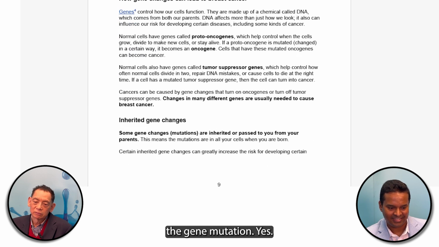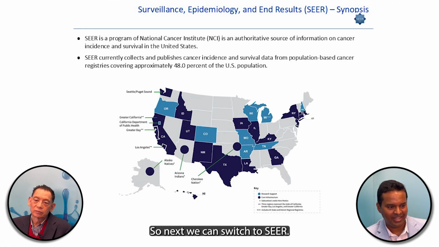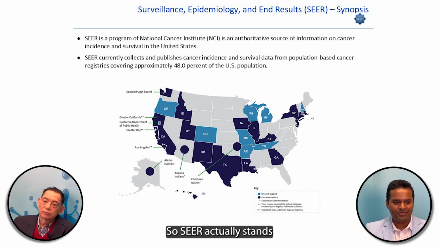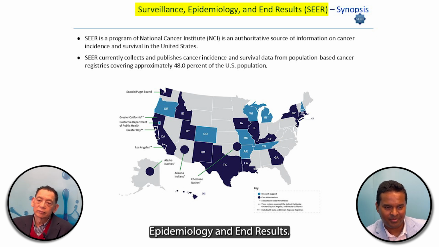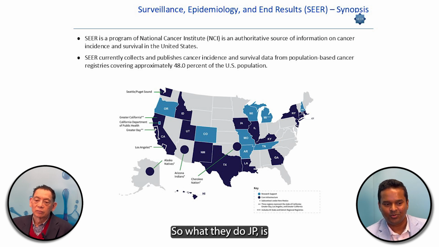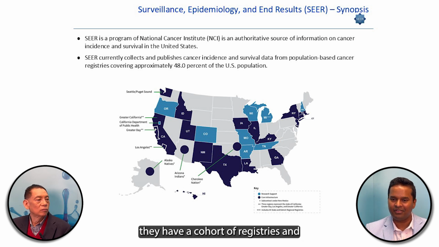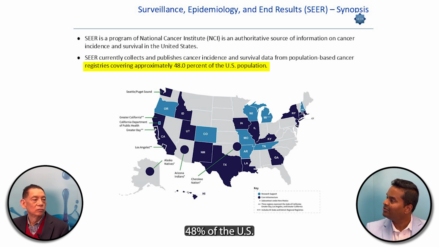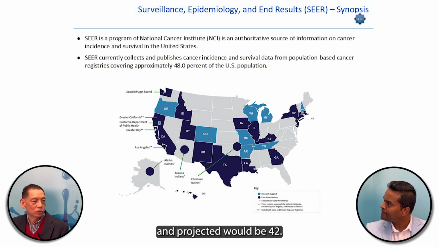Excellent. So next you can switch to SEER. SEER actually stands for Surveillance, Epidemiology, and End Results. What they do, JP, is they have a cohort of registries. They have about 22 registries, which captures 48% of the US population. So real data is 48 and projected would be 42.